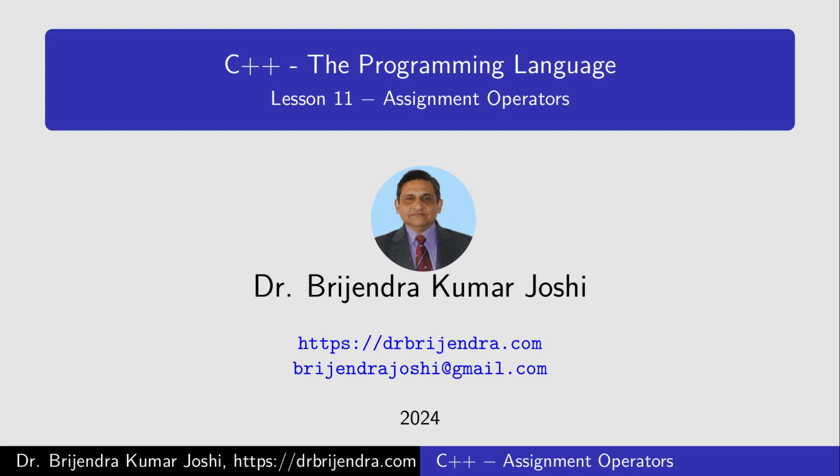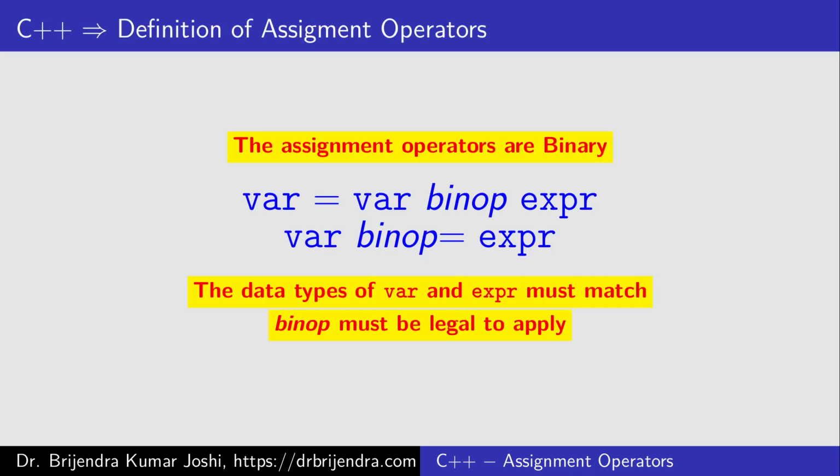In this video, we'll see how we can make use of assignment operators in programming language C++. First of all, the definition of assignment operators. We should remember that the assignment operators are binary. It means they require two operands, one on each side of the operator.